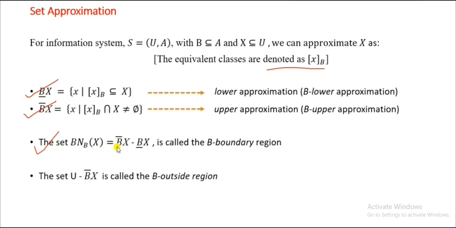The boundary region is defined as B upper bar X minus B lower bar X, that is, upper approximation minus lower approximation. B outside region is defined as U minus B upper bar X, that is, universe minus the upper approximation. Each of these definitions will be clearer when we discuss an example. So let us see an example.